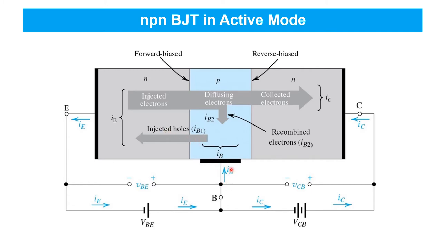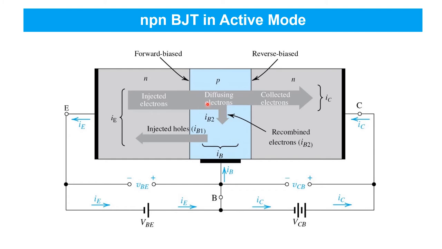So there's two components of the base current in summary, right? There's the holes that are injected into the emitter and recombine there. And then there's the small fraction of diffusing electrons that recombine that also have to be provided by base current. So IB1 and IB2 added together give total base current IB. In this case, that means holes flowing into the P-type region, so that means net positive current flowing into the base.